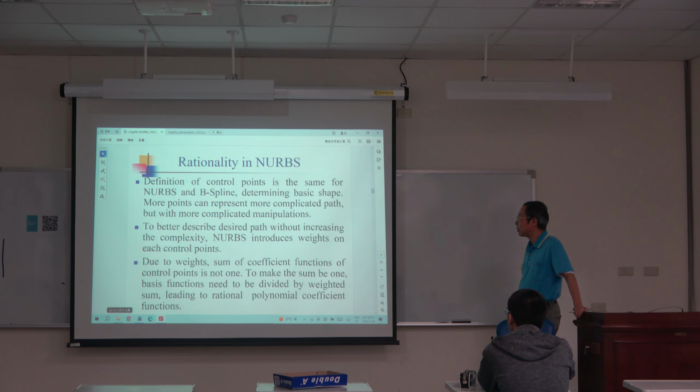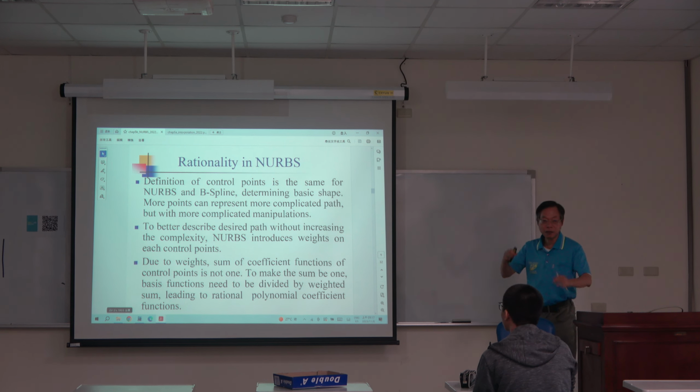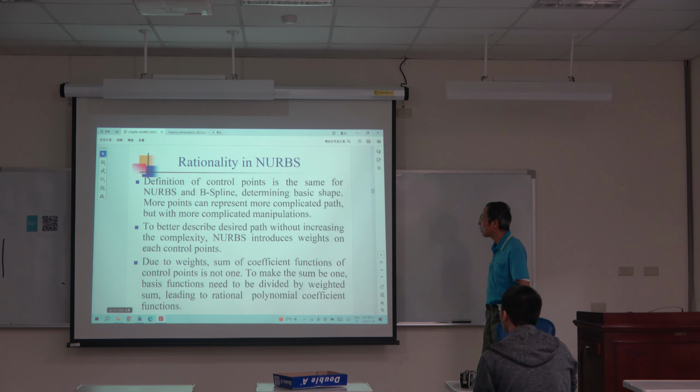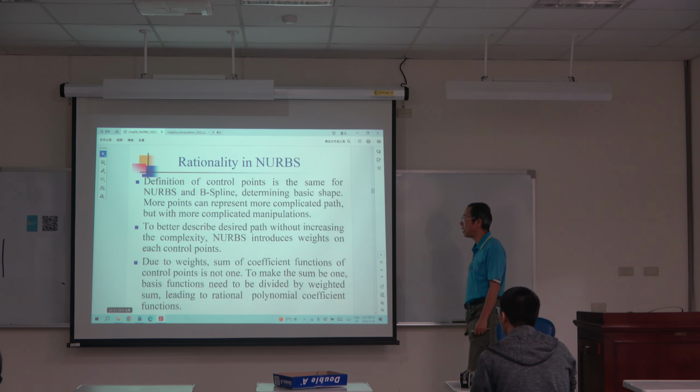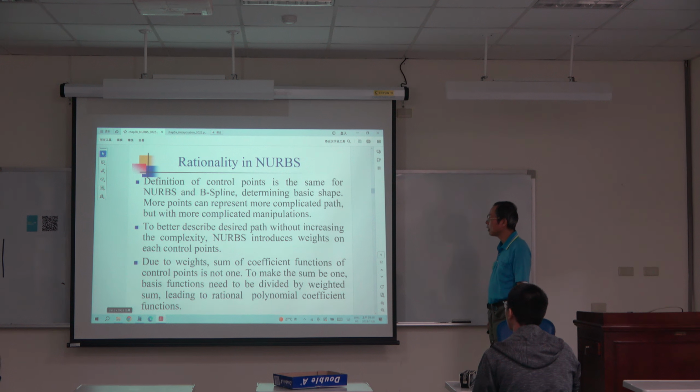Basically, these control points are used to determine the basic shape of the curve we want to represent. And of course, more control points can represent more complicated cases, but it will accompany more complicated manipulation, computation, and so on. In order to better describe the desired shape without increasing the complexity, NURBS introduce the weight on each control point.